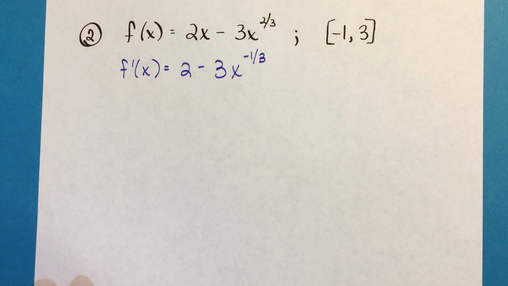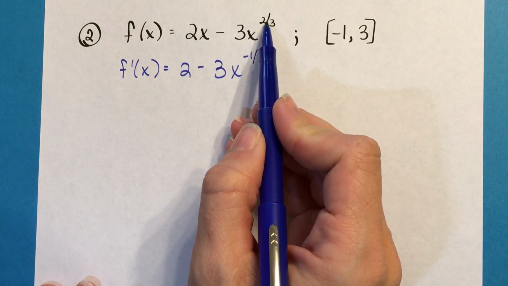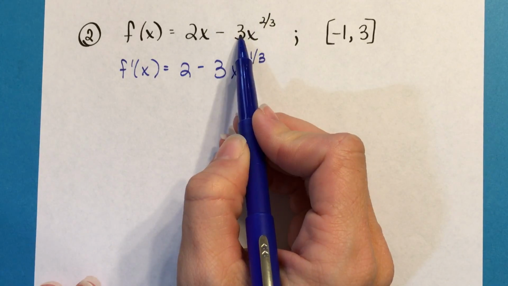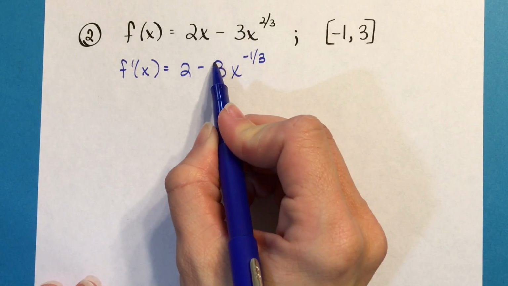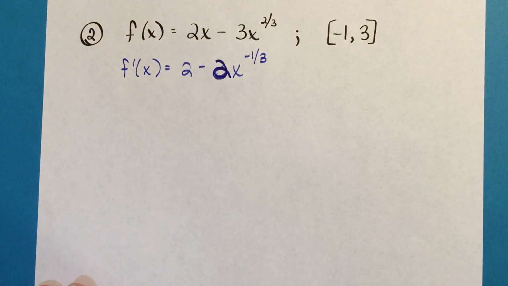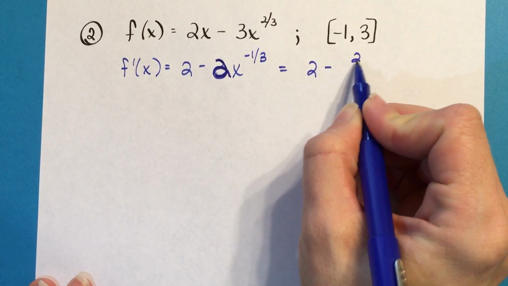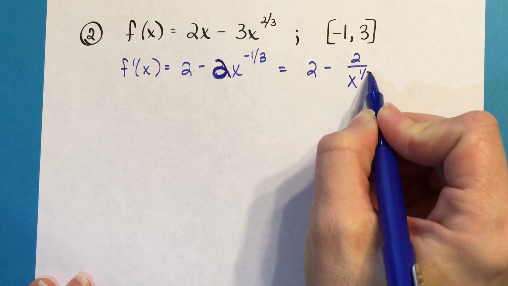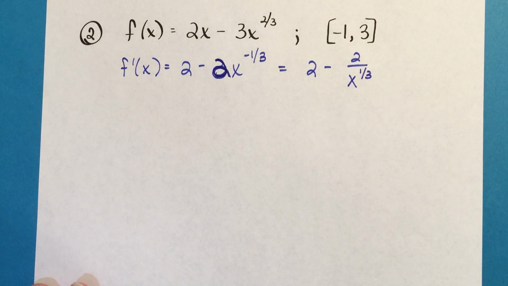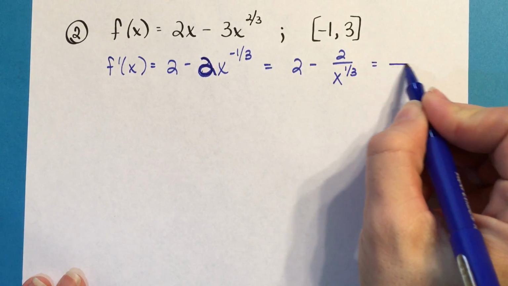Okay, now, I actually meant for this to be a 2 right here, because when you bring down your 2/3 times your 3, it's just going to give you a 2. All right, but now that you've got a negative exponent, we need to rewrite that. So I need to carry that to my denominator. And last, I want to get a common denominator here.